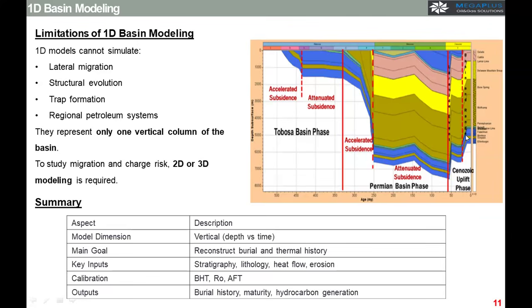You can read the history of the ages from this 1D model. It represents only one vertical column, as we mentioned, in the basin. Maybe if you move from this well to a different area in the same basin, you will find a different story. Okay.